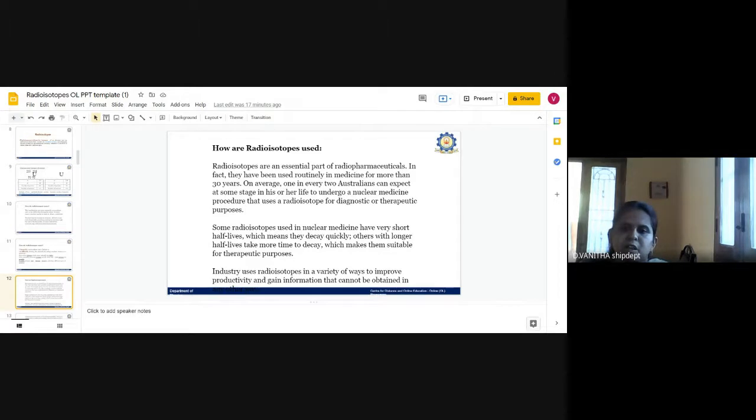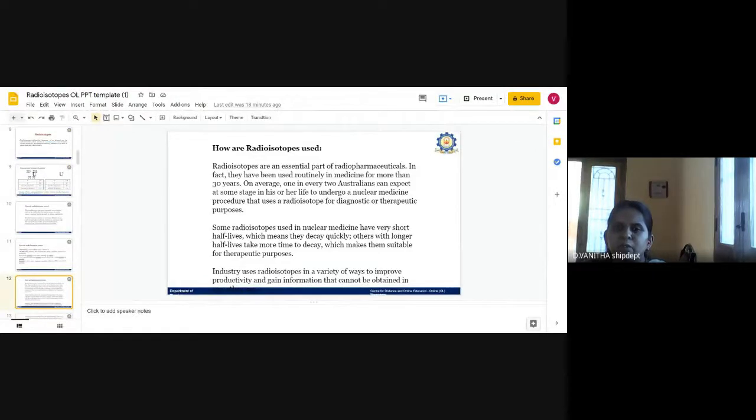Then next is how radioisotopes are used. It is an essential part of radiopharmaceuticals. In fact, it has been routinely used as a medicine for more than 30 years. On average, 1 in every 2 Australians can expect at some stage in his life to undergo a nuclear medicine procedure. Nuclear medicines are used for diagnostic and also therapeutic purposes.